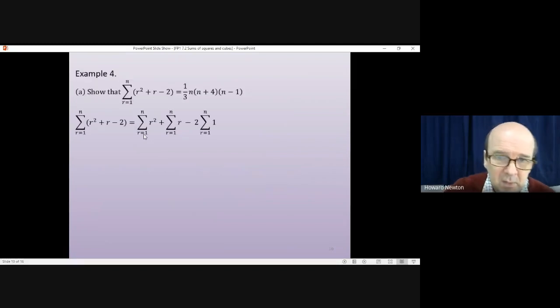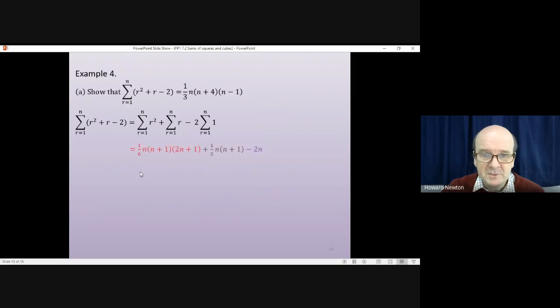Okay, so splitting it up into 3 bits, you'll get the sum of r squared plus the sum of r, take away 2 times the sum of 1, and then you've got the 3 standard forms, which allows you just to use the 3 formulas. So for the first formula, we'll get that. For the second one, we'll get that. And for the third one, 2 lots of n.